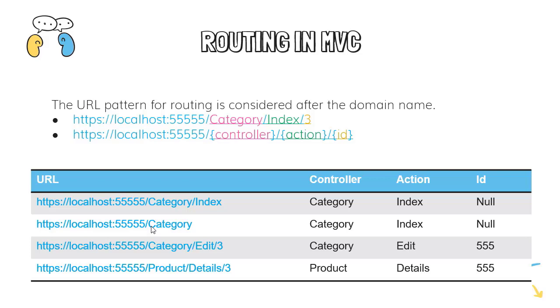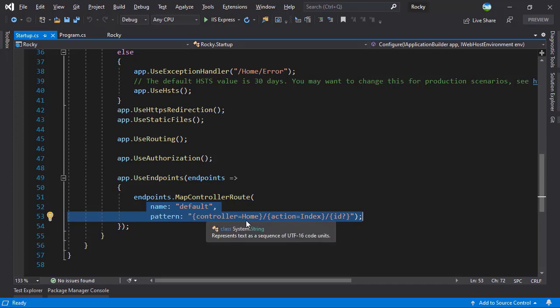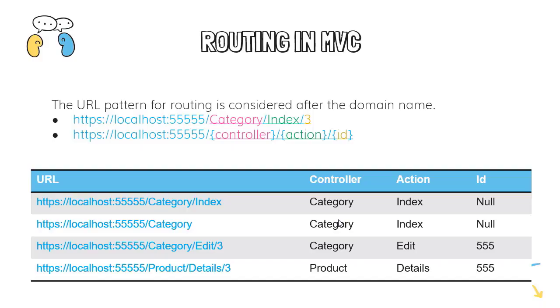You can change the defaults if you want, but if we switch back to our application and see the endpoint that we are using, we have a default pattern in which we have the controller name defaulted to home, action name defaulted to index, and we have an ID property which is optional. So with that in place, let's try to see some more examples here.